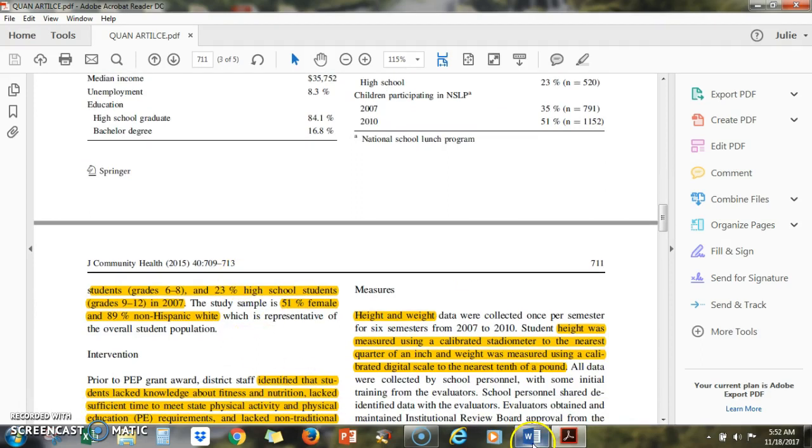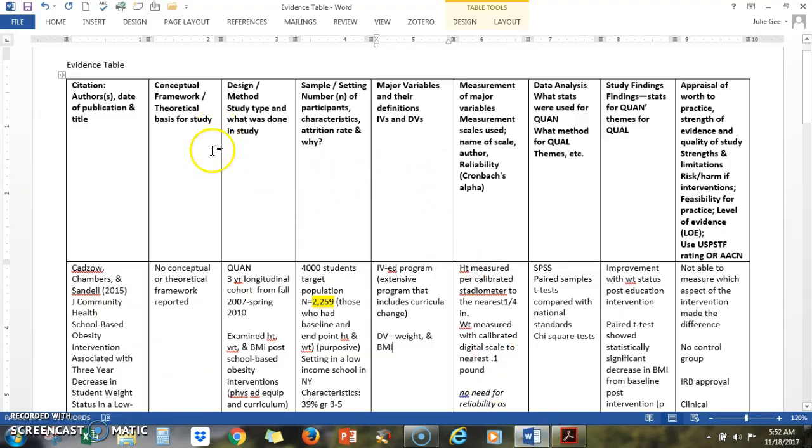Okay, so let me go to the table now because we want to address some things. One thing I noted as I went through the article, there was no conceptual framework or theoretical basis for the study. So I'm going to write that. You'll see I wrote it down right here. Most truthfully, research studies should address this. Typically, studies use one. You utilize a framework to keep you in line here. But it should always be mentioned. So they didn't, so I wrote that. Design and method.